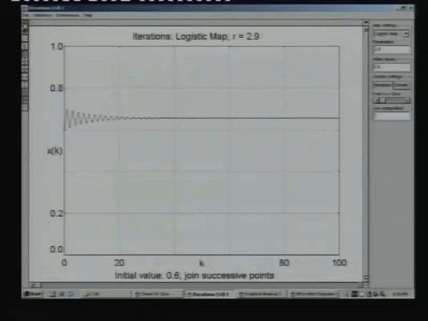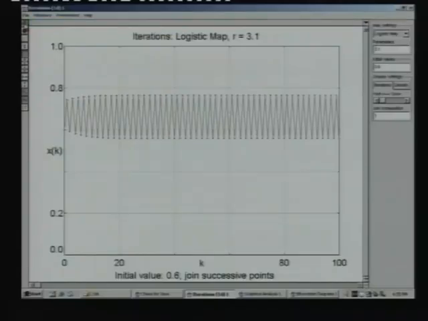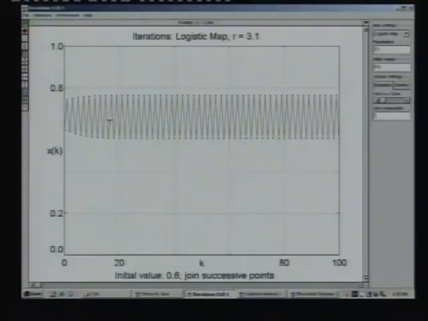2.9 is stabilizing to another value. See, there is some kind of oscillation, but nevertheless, it is coming down to a stable value. Good. But now let us change it to 3.1.